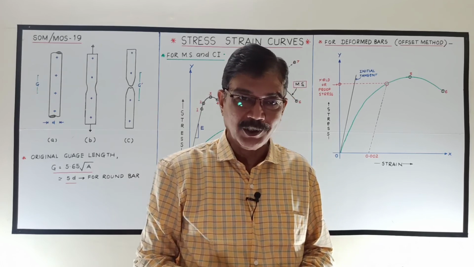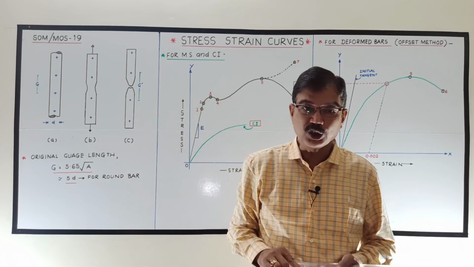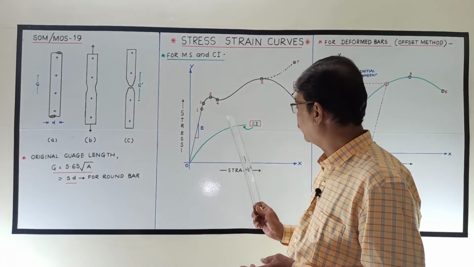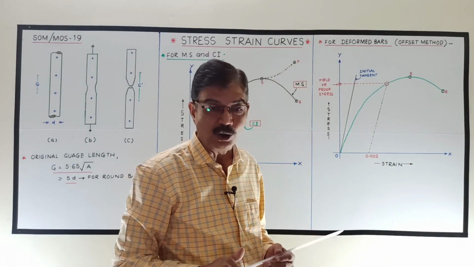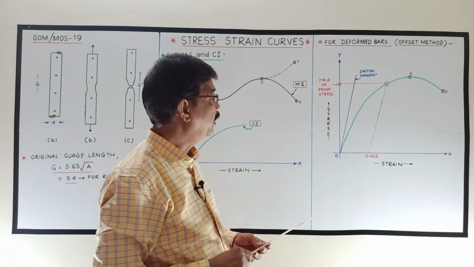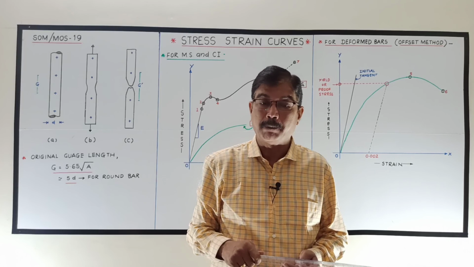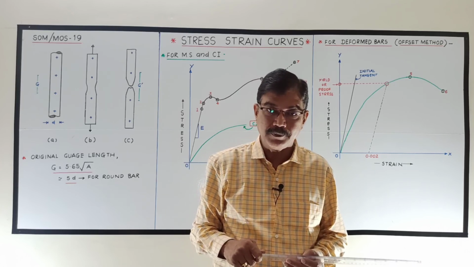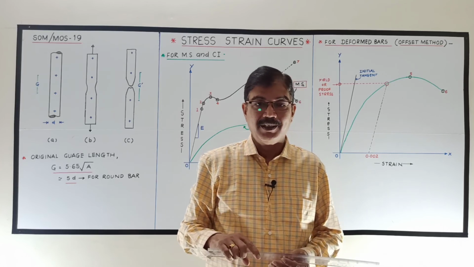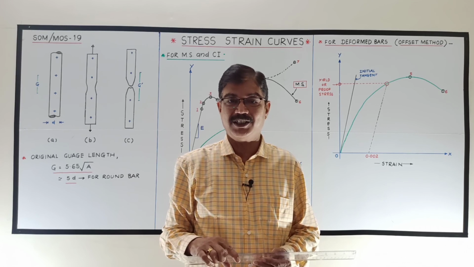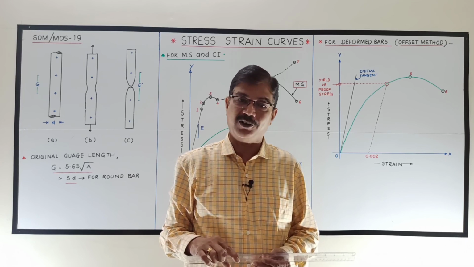Do you understand? So in this video, we saw the stress strain curve for mild steel, the stress strain curve for cast iron, and how to draw the stress strain curve for deformed bars using the offset method. Okay? So here we will stop. In the next video, we will see what is working stress, what is safe stress, what is factor of safety.